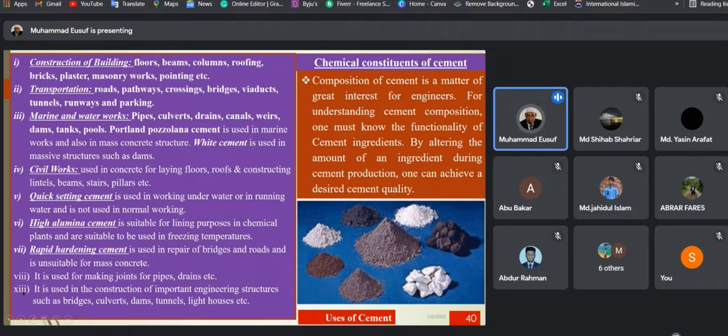Out of 30 places, 13 places we identified where mostly we use cement. Okay, chemical constituents of cement. Composition of cement is a matter of great interest for engineers. For understanding cement composition, one must know the functionality of cement ingredients. Altering the amount of an ingredient in cement can achieve a desired cement quality.